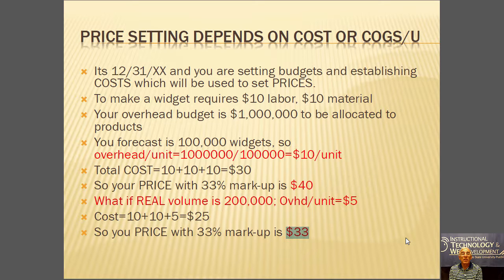Obviously, if the volume was less than the 100,000, we'd have overhead per unit of more than $10. The cost would be more than $30, and our price might be non-competitive. Our price with the markup might be $45, $50, $55. So being wrong on the low side, being wrong on the high side can create problems for the business when they go about setting prices.